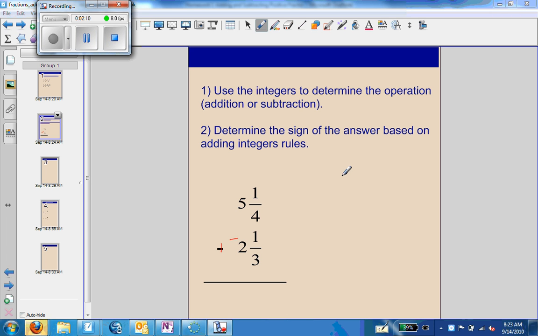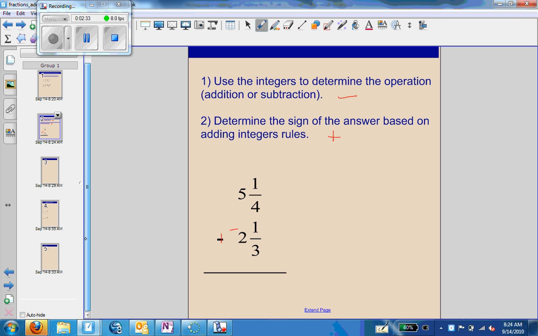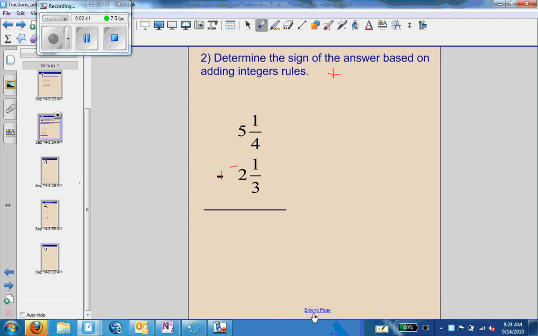Now we need to think about whether we're going to add or subtract. Since we have different signs, we're going to subtract. And then we're going to determine the sign of the answer based on our rules. We have more positives than negatives, so our answer is going to be positive. Now that we've determined what to do, we can go ahead and subtract. I like to write down my sign for these because it's so easy to forget what the sign is by the time you finish the problem. That's why I put the positive.